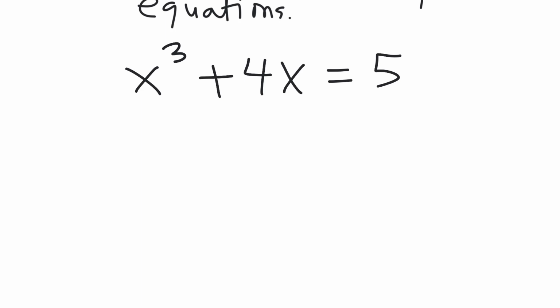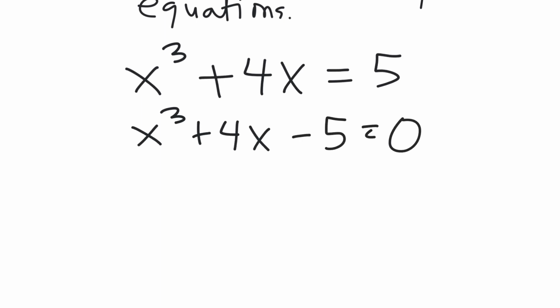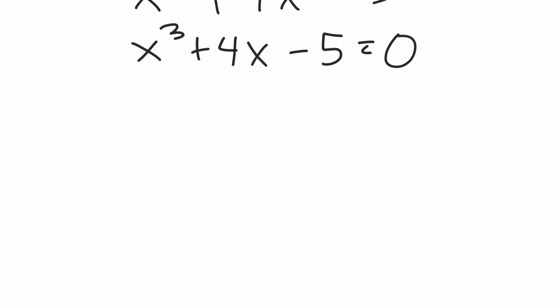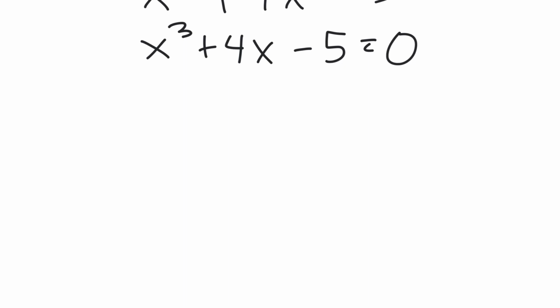Well, first of all, let's write this in standard form. We bring everything to the left hand side, so you're going to have x cubed plus 4x and subtract 5 on both sides to write this in standard form. So we now have minus 5 equals 0. Okay, and we can try factors of 5 as possible rational roots, p over q. Factors of q would be 1, factors of p are 5, so we're going to have plus or minus 1 and plus or minus 5.